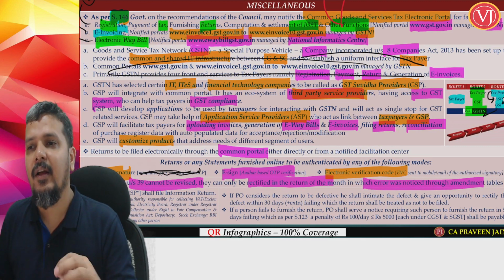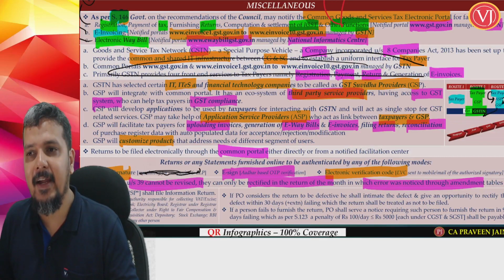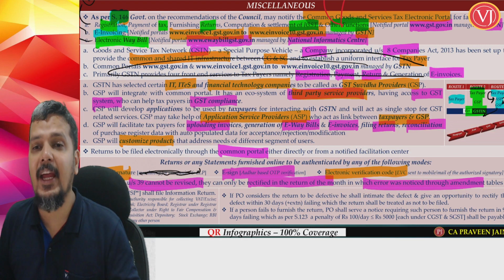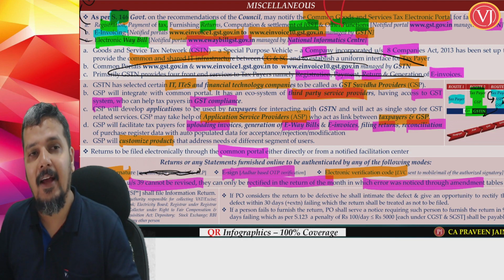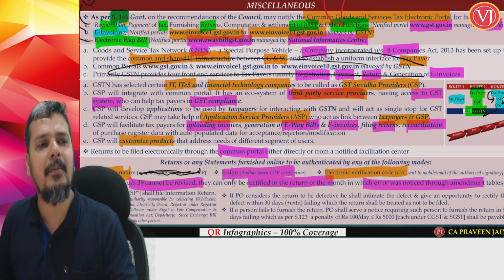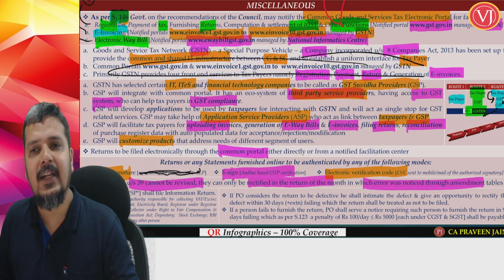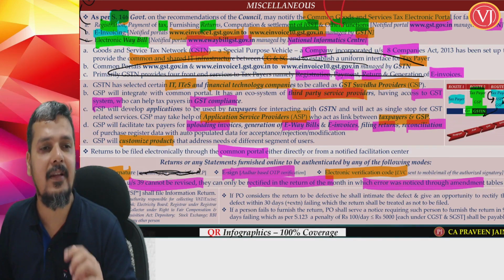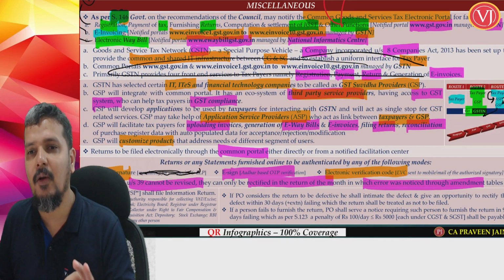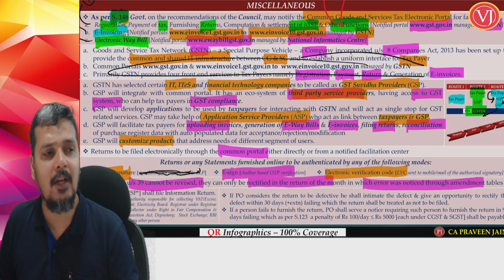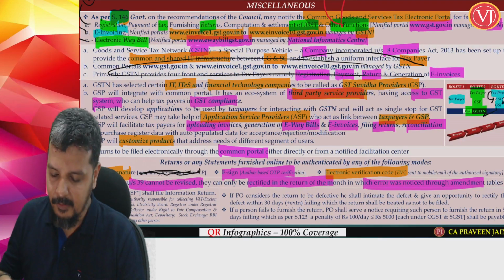So a return of April month, if filed, even though it is with some mistakes, I cannot revise my April month return. But if I am aware of those mistakes in the month of December, I can rectify the errors of April while filing the December month return. Rectification is allowed, revision is not allowed.